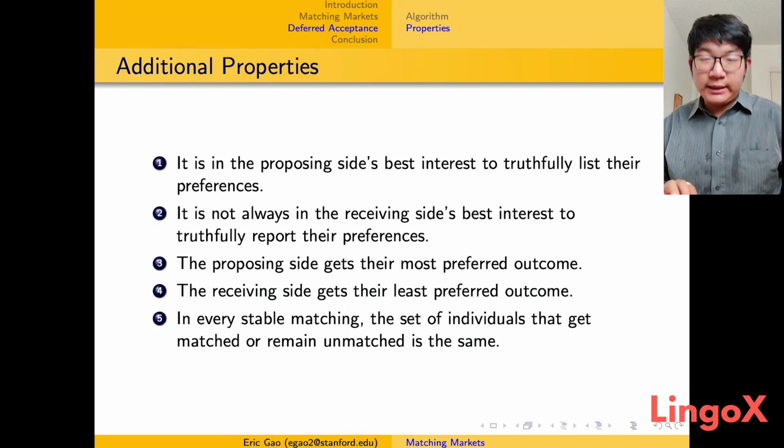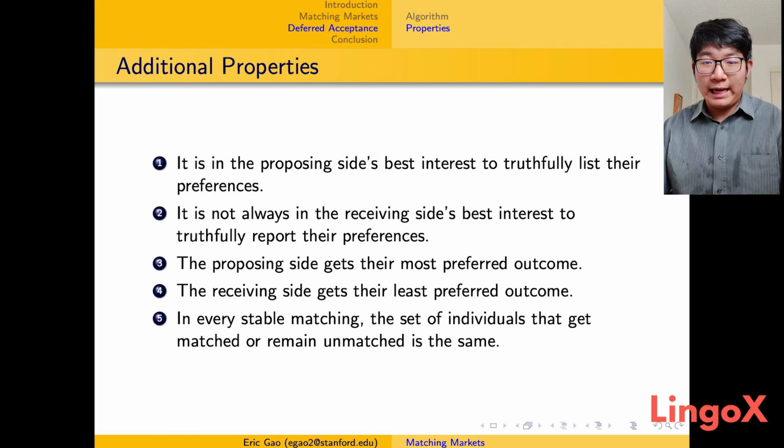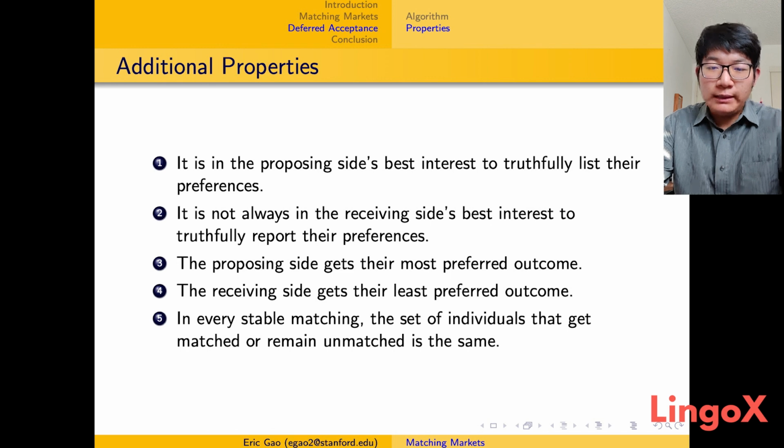Okay, so here are some additional properties that we won't prove because the proofs are a bit more involved than what we had previously, and also because of time constraints. So first, it's in the proposing side's best interest to truthfully list their preferences, but it is not in the receiving side's best interest to truthfully report their preferences. What I mean by proposing and receiving is, in our example, students apply to universities, so students would be the proposing side and universities would be the receiving side.